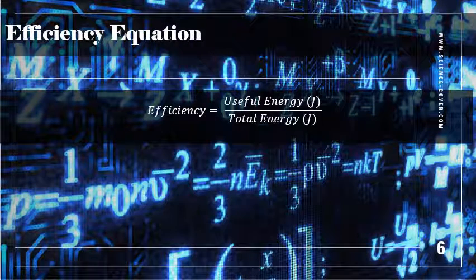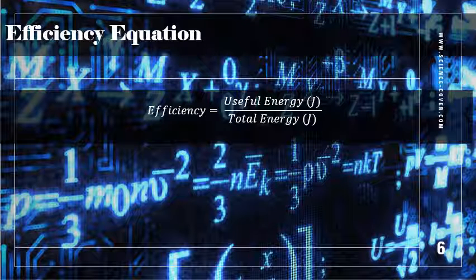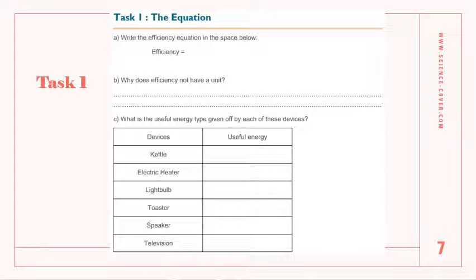To calculate efficiency, we can use the efficiency equation. Efficiency is the useful energy in joules divided by the total energy in joules. Efficiency has no unit. This is because the useful energy and total energy are both measured in joules. So the unit for efficiency is joules per joule, which simply equals 1. Now pause the video and attempt task 1.